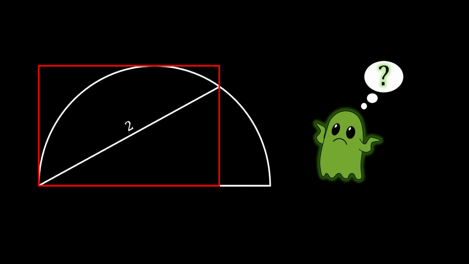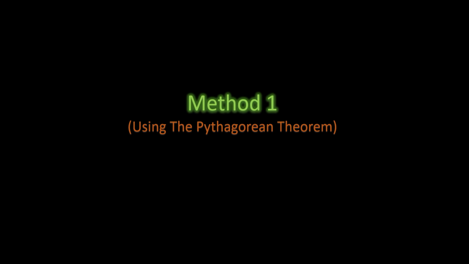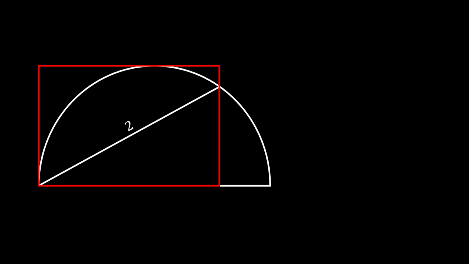So, for this particular problem, I will offer you 4 different methods to solve it. First, let's try method number 1 of using the Pythagorean theorem. For this method, I will first mark the center of the half circle as O, and I will mark all the vertices of our rectangle as A, B, C, and D. I will also mark the intersection point between the half circle and the height of the rectangle as E.